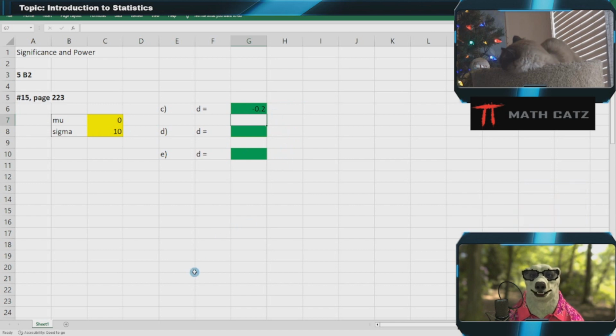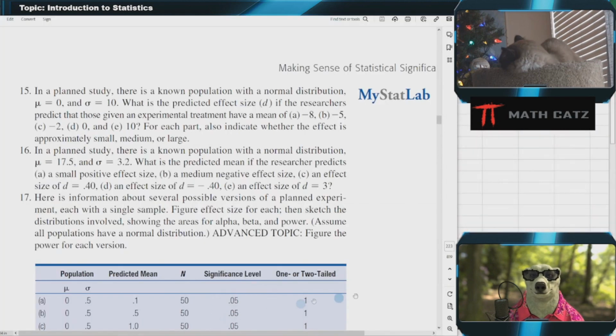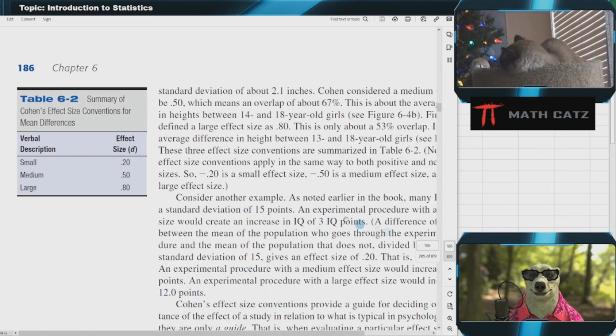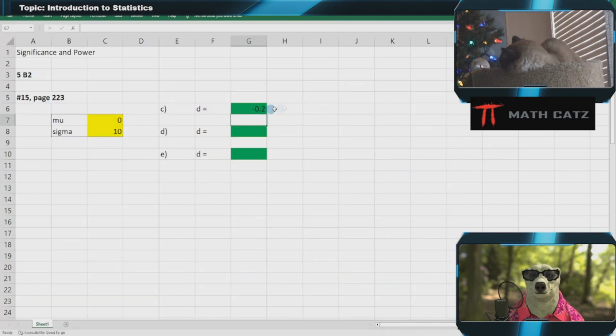So it's a negative effect size, lowering from the population mean. And we can go look at, for example, the table provided on page 186 that gives you the conventions for when we call it a large effect, a medium effect, and a small effect. So this one will be a small negative effect. So small negative effect, and that's C done.